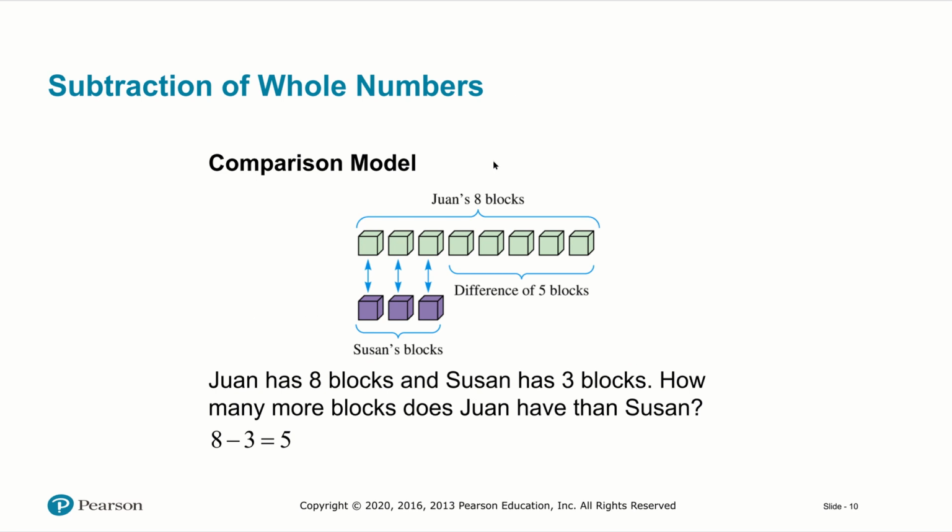Here's another helpful model called the comparison model. Juan has 8 blocks and Susan has 3 blocks. How many more blocks does Juan have than Susan? So we just lay out the number of blocks that Juan has and the number of blocks that Susan has, and then just count how many more. We just do a 1-to-1 correspondence between the ones they do have in common, and then just count the number that Juan has that is outside of that correspondence, and we get our answer.